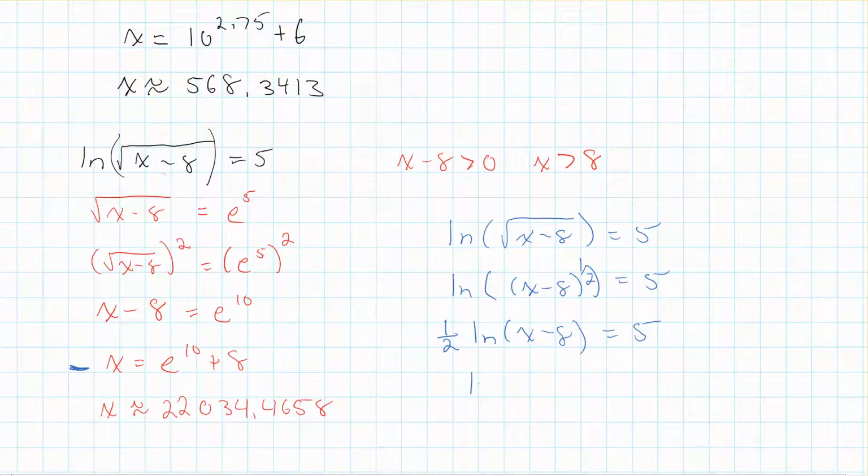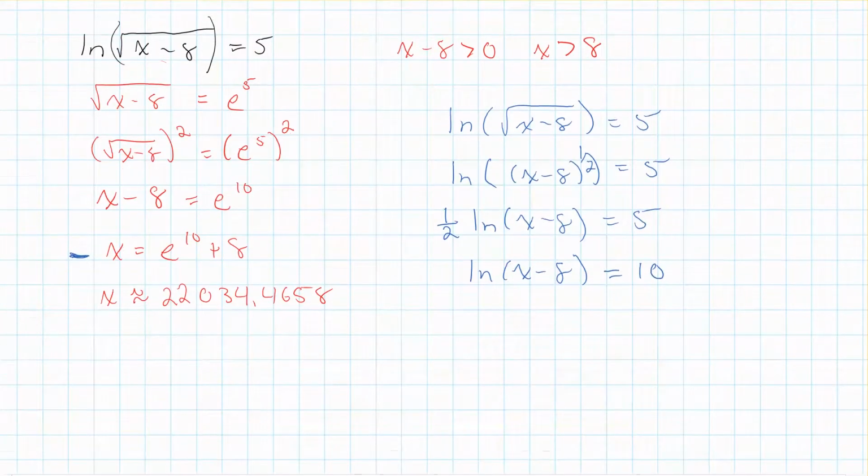Multiply both sides by 2, and you get natural log of x minus 8 is equal to 10. Now I'll convert, and I'd have x minus 8 is equal to e to the 10th power. Add 8 to both sides, and you get x is equal to e to the 10th plus 8. And of course we get the same answer in both cases, which isn't something that should be too surprising.